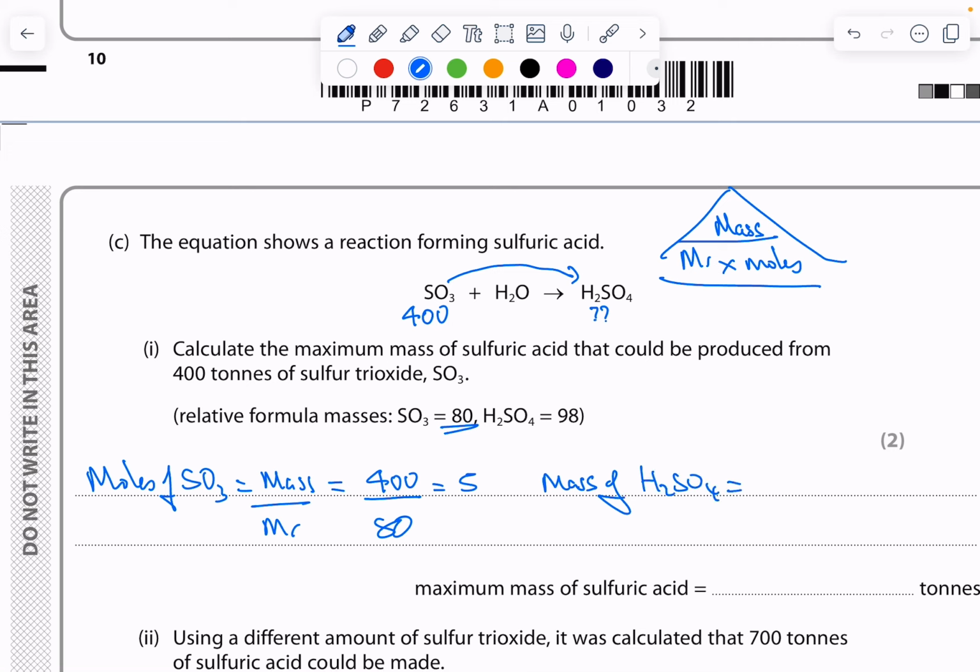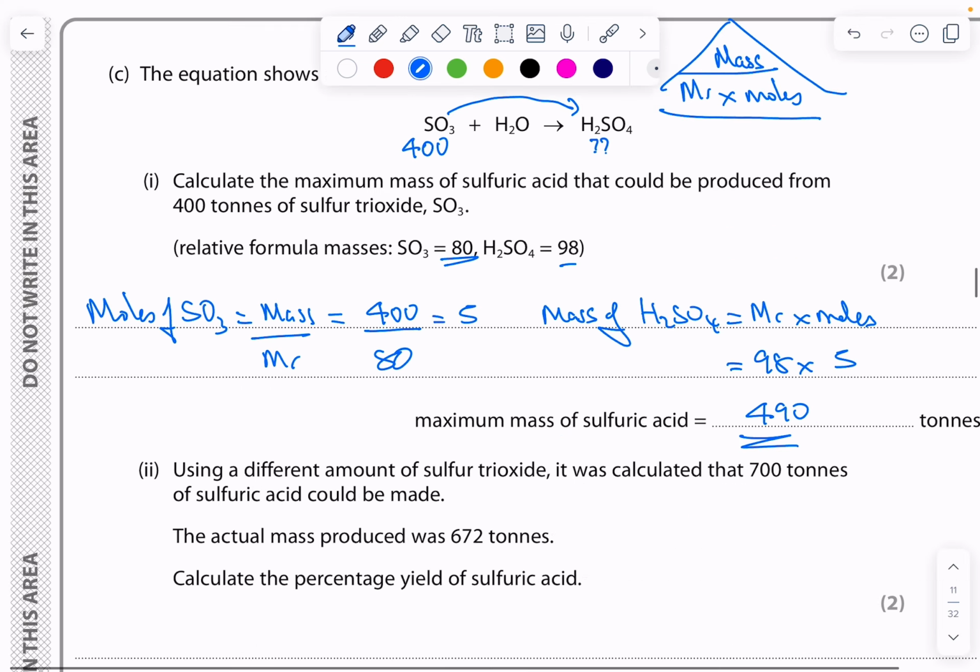So therefore, if I want to work out the mass of sulfuric acid, H2SO4, according to the triangle, the mass is Mr times moles. The Mr this time is 98. Times it by 5, so 98 times 5, and I'm getting an answer here of 490.